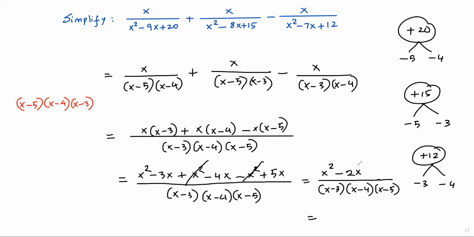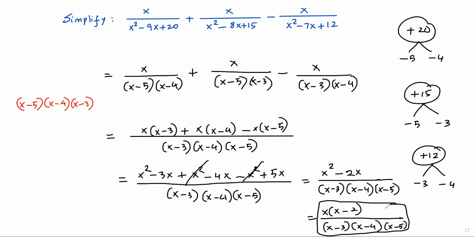In the next step, we can factor x out of the numerator. If I factor x out, I get x times (x − 2) over (x − 3)(x − 4)(x − 5). So this is the simplified form of the given expression.